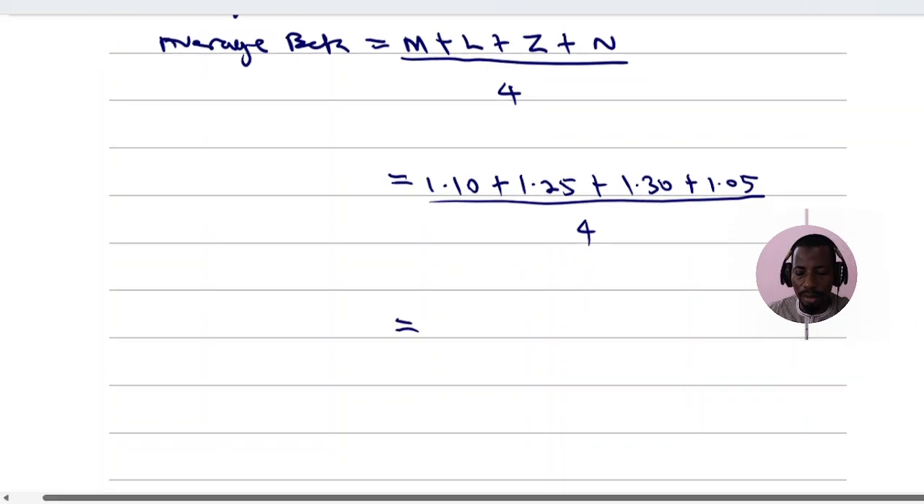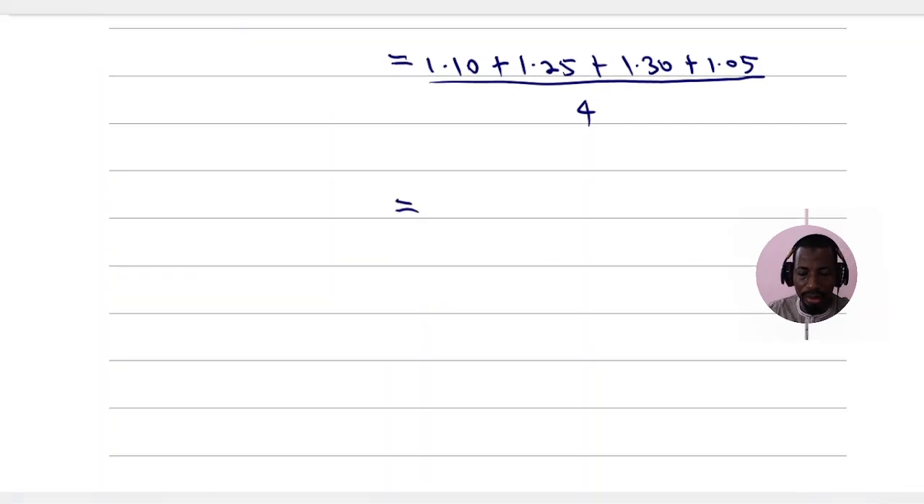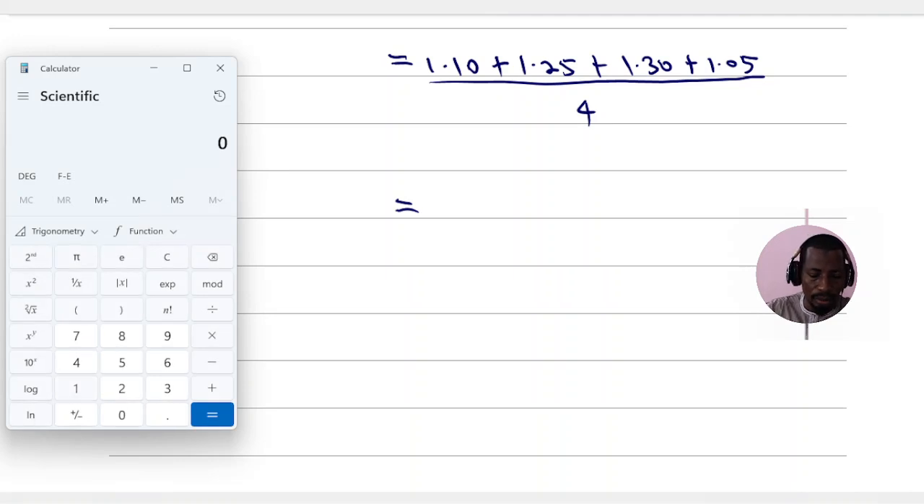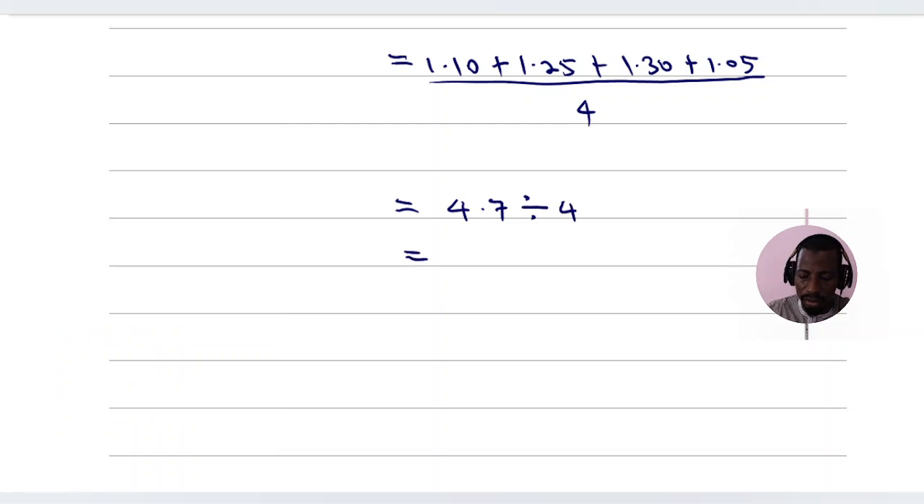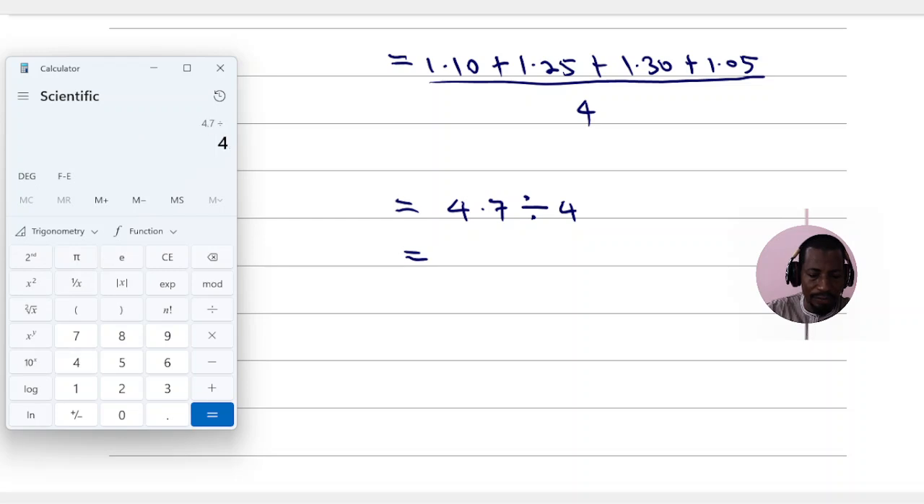Equal. Then I will bring out my calculator to say 1.1 plus 1.25 plus 1.3 plus 1.05 equal. That's 4.7. So 4.7 divided by 4. This should give us what? Divided by 4 equal to 1.175.